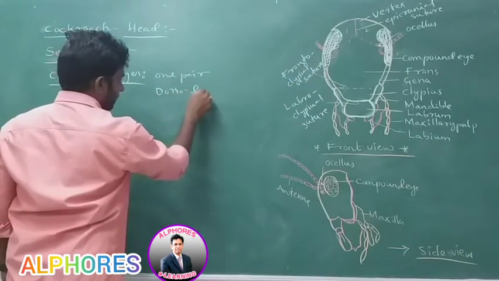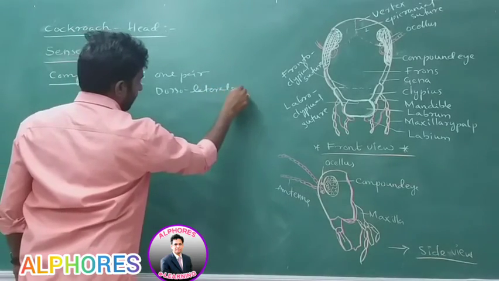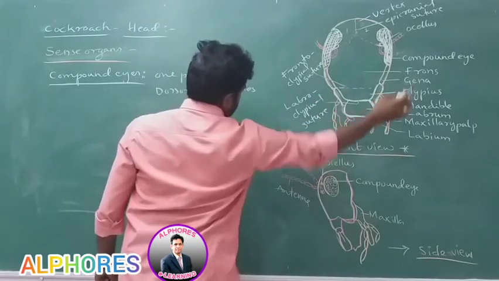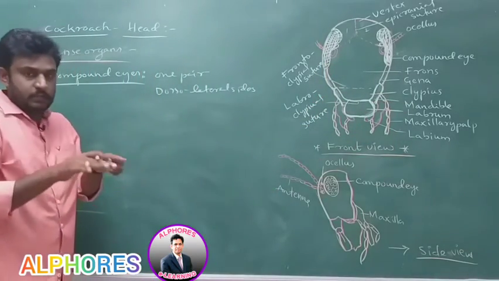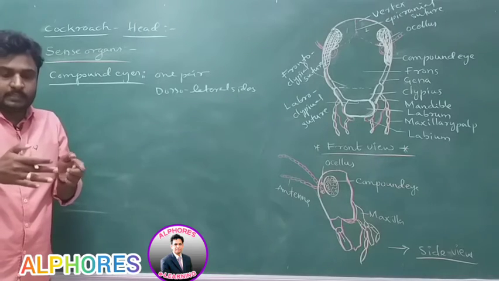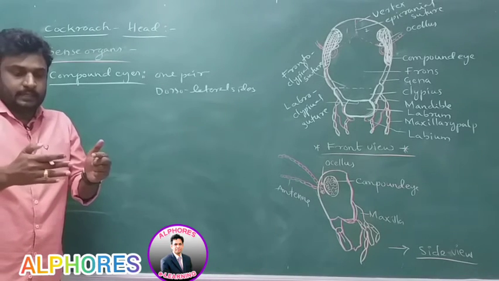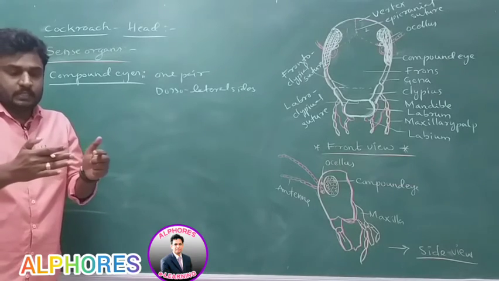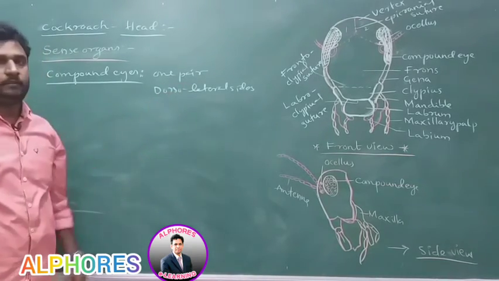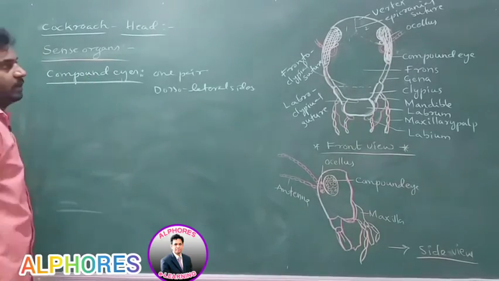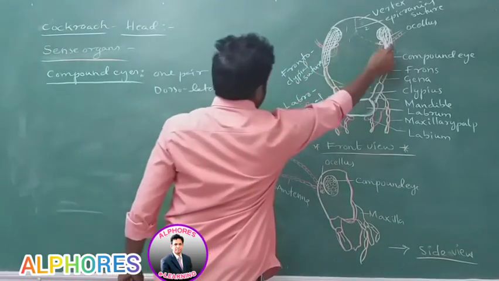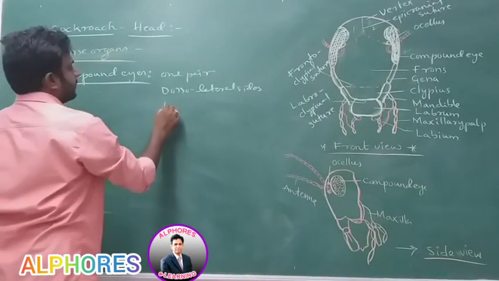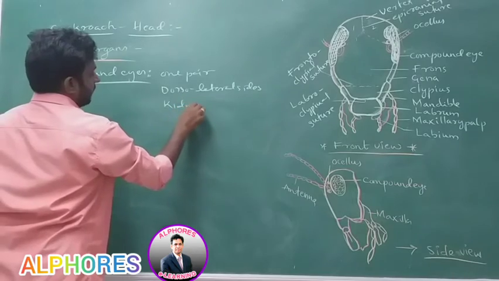They are on the dorsolateral sides of the head, the dorsal side and the lateral sides. For example, the head is present like this, with an eye on this side and this side, just like car lights. So on both dorsolateral sides of the head, one pair of eyes is present, which are called compound eyes. These eyes are kidney shaped.